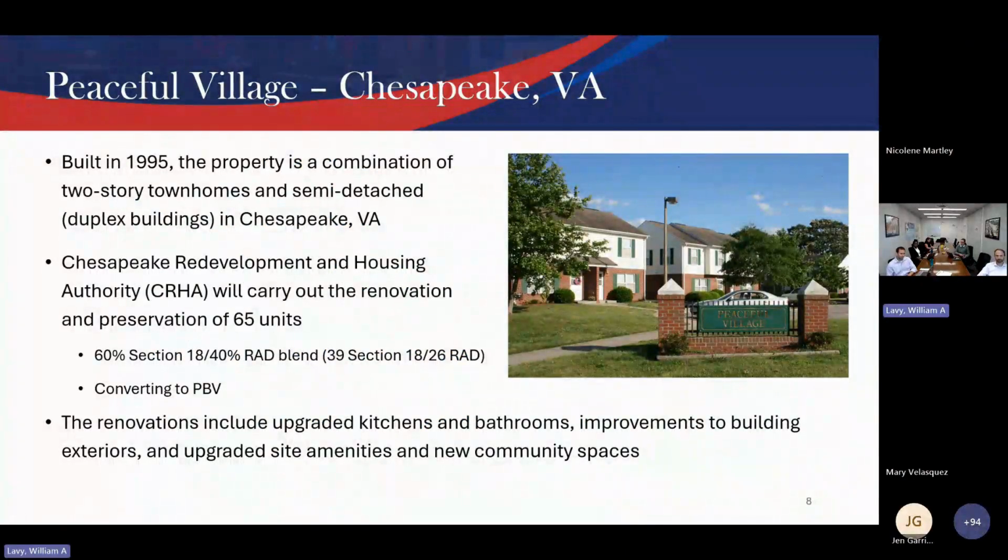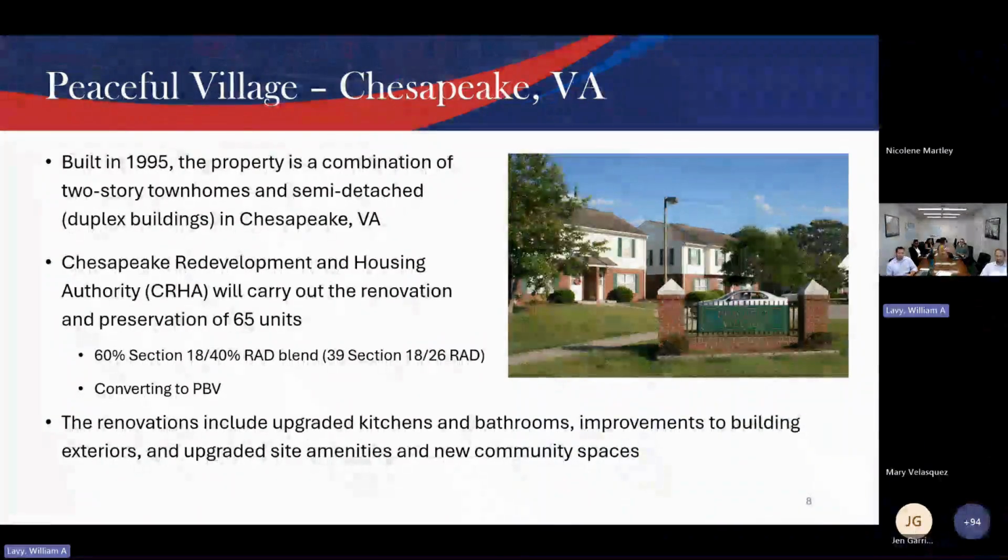Thanks, Will. Hey, everyone. Good afternoon. Good morning. We have this great new policy now, and let's just walk it down and see how it's practiced, right? Earlier this year, Chesapeake, Virginia put a thoughtful transaction together, opting in, being eligible for one of our construction blends by the name of Peaceful Village.